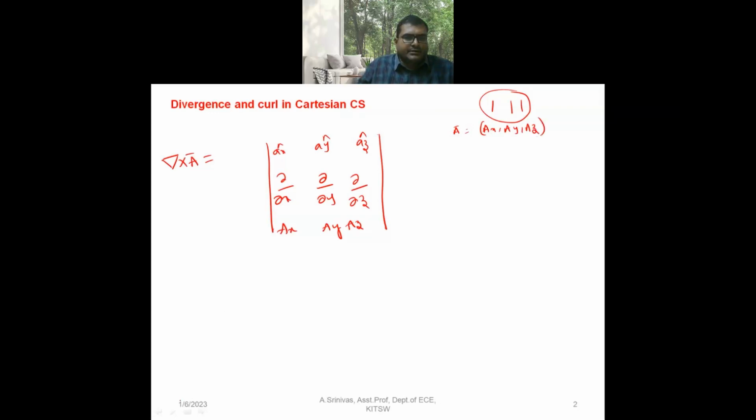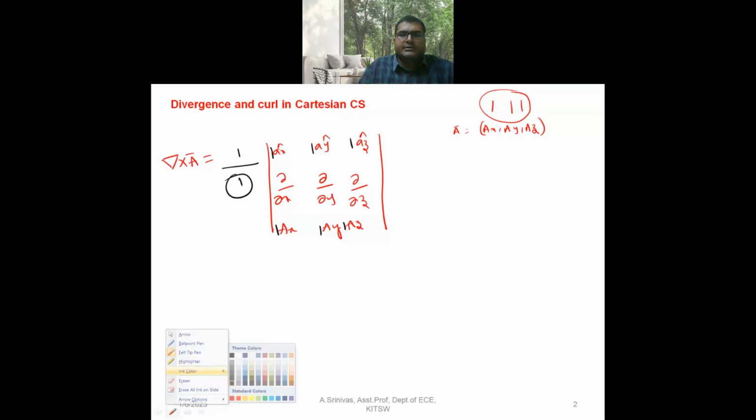Now here, what you have to remember is the notation 1, 1, 1, divided by the notation product. It is the notation product in Cartesian coordinate system. You can apply the same concept for the other coordinate systems.